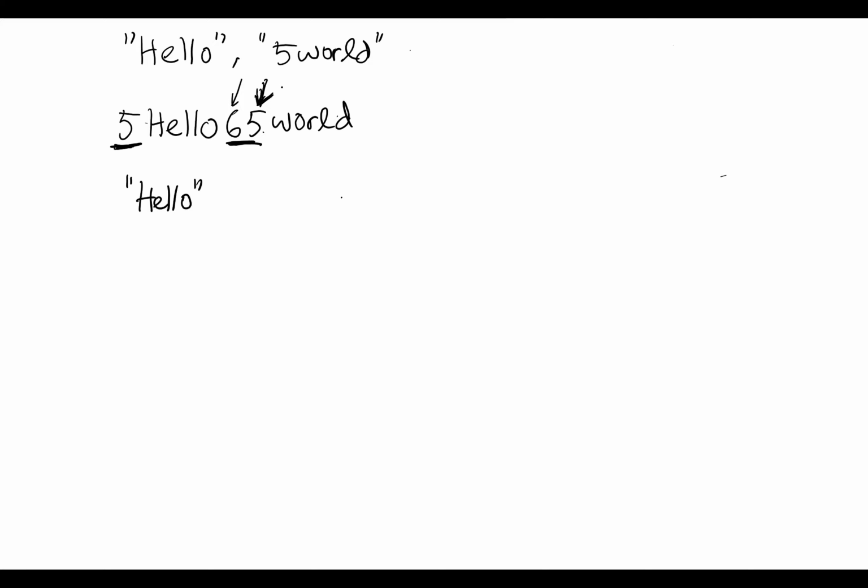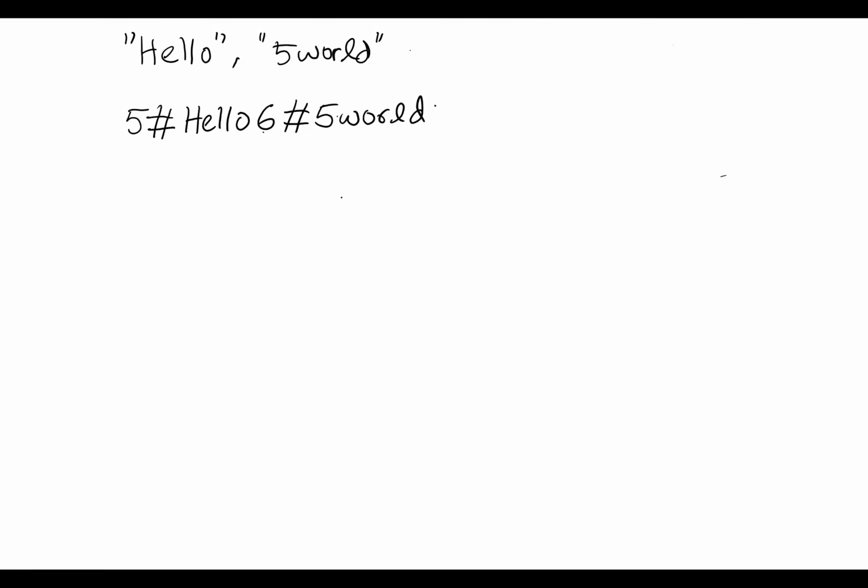Okay, so the solution for that is I have to add a further delimiter. So instead of just 5 hello, let's add another delimiter, hash. So it's 5 hash hello, and then 6 hash 5 world. Next, I will keep on reading until I reach a hash. When I reach a hash, I immediately know that I'm done. The length is 5. So I read 5 characters, and know that this is the first string.